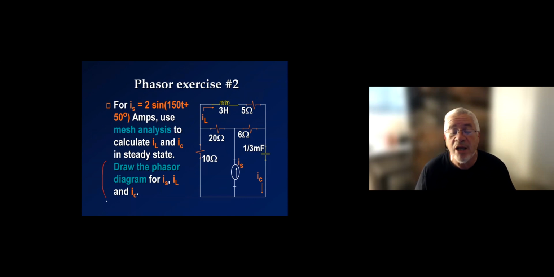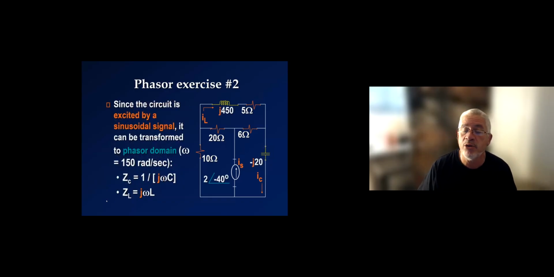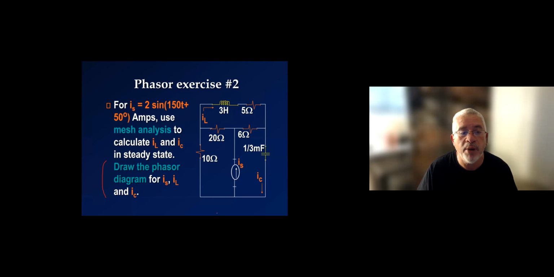So let's begin. The first part, anytime you're dealing with a problem where we're using the Phasor approach, is that we are going to be converting the circuit to the Phasor domain. So you can see the minus 40 degrees here, that's because I pick up minus 90 degrees to convert the sine to the cosine. So the sine function was 150t plus 50 degrees. When I convert to a cosine, it becomes 2 cosine(150t minus 40 degrees).